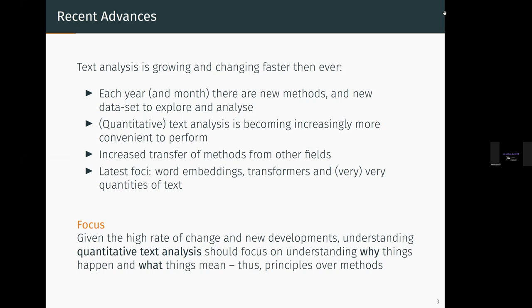So the focus here is that given the high rate of change and developments, to understand quantitative text analysis, you should focus on understanding why things happen and what they mean, meaning that you better focus on principles over methods. The reason for this is that there are so many methods to choose from that it doesn't make an awful lot of sense to learn them all by heart. You'll find that by the time you learn them, you probably already are behind. It's way better to understand what's going on, why things are happening in your text, and what you actually want, and then find the method that fits with that. I will get back to that later on.